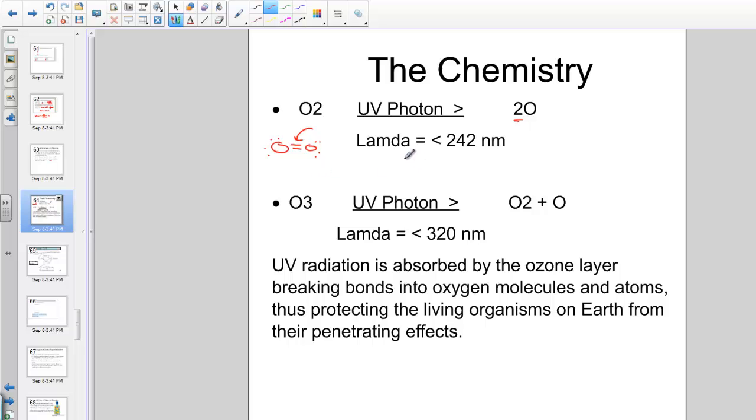can break the bond. So lambda is a wavelength. The longer the wavelength, the lower the energy. So if the wavelength is smaller than 242 nanometers, this bond will break.